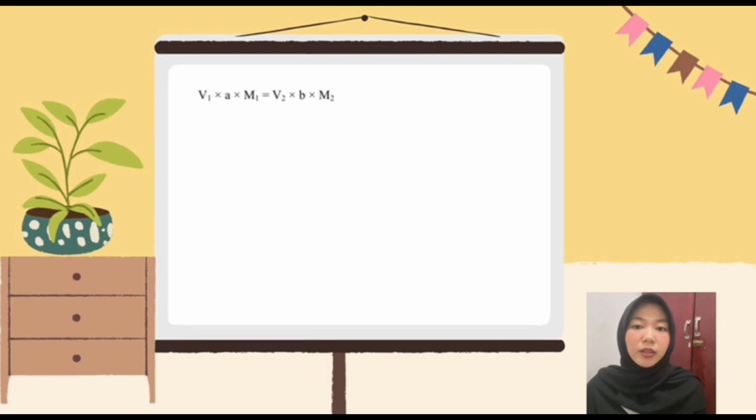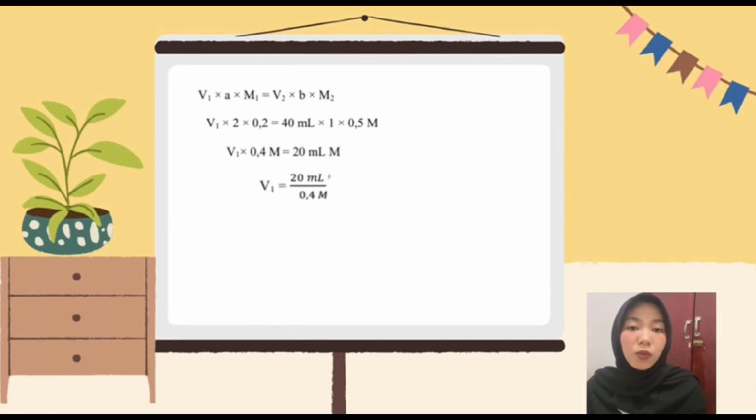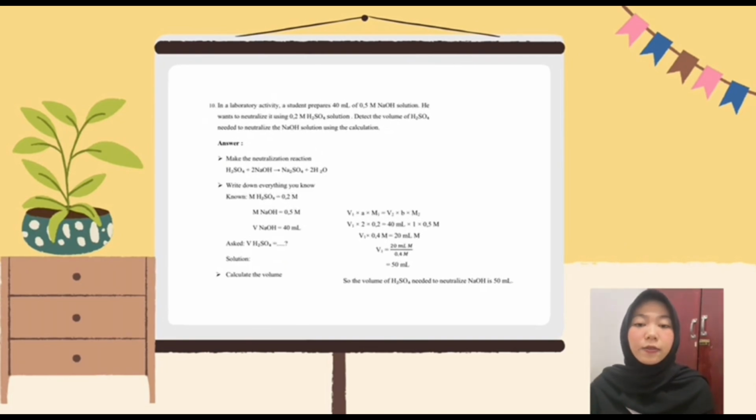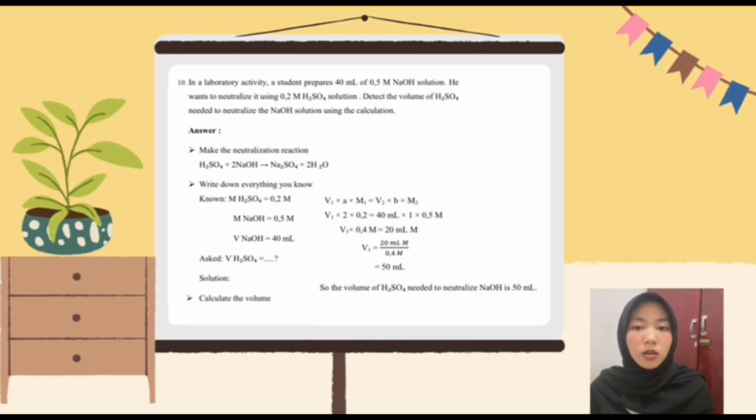So we just enter the numbers carefully, then get V1 times 2 times 0.2 equals 40 ml times 1 times 0.5. So we get V1 times 0.4 M equals 20 ml times M. Then the volume V1 equals 20 divided by 0.4. So the final result is 50 ml. Then the volume of H2SO4 needed to neutralize NaOH is 50 ml.